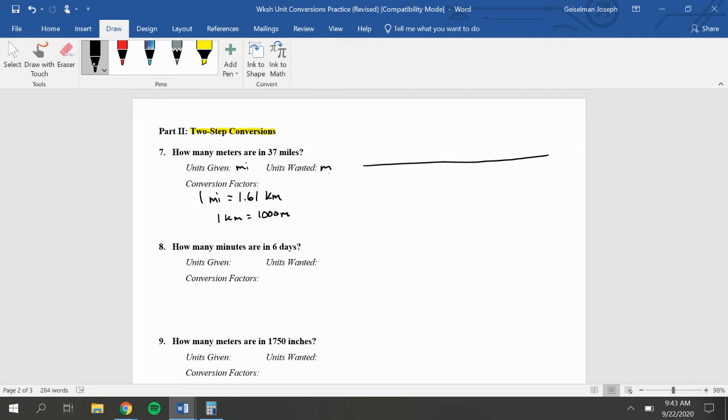It's going to be longer, but I'm going to start with my 37 miles. All right, and I know that 1 mile is equal to 1.61 kilometers. I can now cancel miles. I'm left with kilometers, but that's not what I want in the end. So I'm going to do one more conversion. So I'm going to do 1 kilometer and 1,000 meters. Meters are what I want here at the end, so I'm good. I can cancel out the kilometers, and now I have all the numbers I need together.